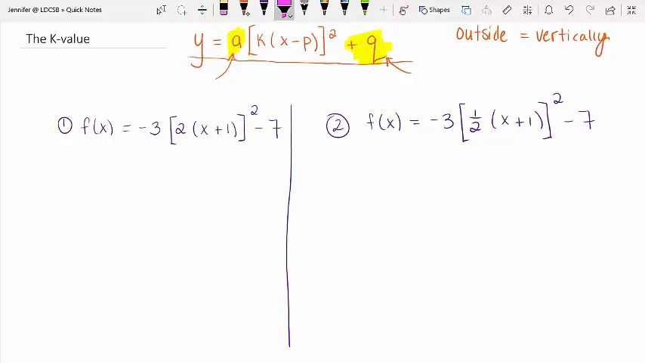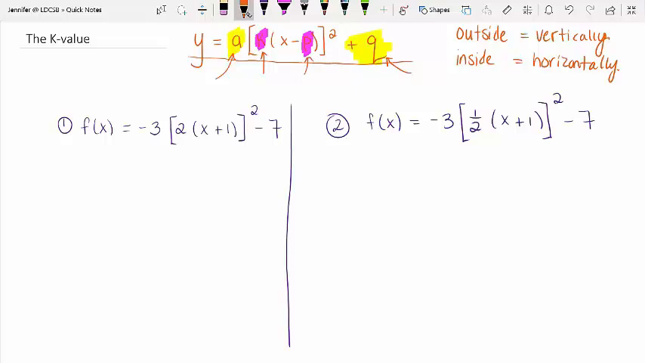Okay, and on the other hand, the two transformations that are inside, so the K and the P value, affect the graph horizontally. And we know that to be true because the K value is a horizontal stretch or compression, and the P value is a horizontal shift left or right.